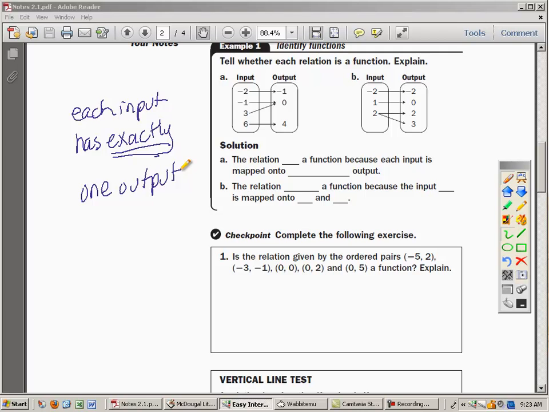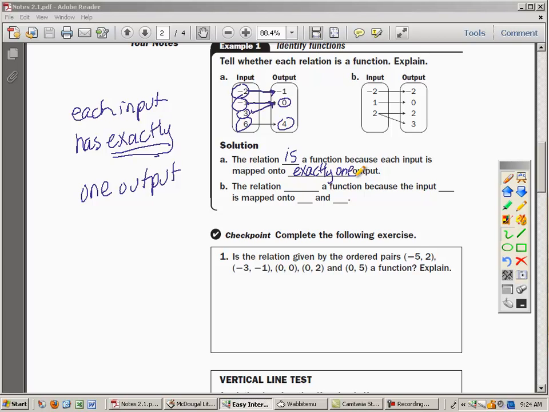So when looking at our first here, we can see that -2 maps to -1. -1 maps to 0, and 3 also maps to 0, but that's okay. It's all right for different inputs to map to the same output, and obviously 6 maps to 4. The relation is a function because each input is mapped onto exactly one output.